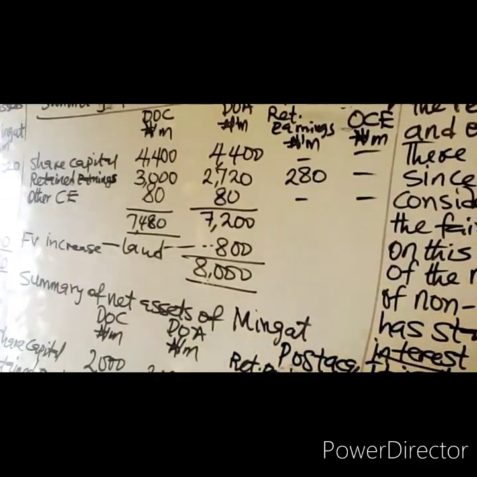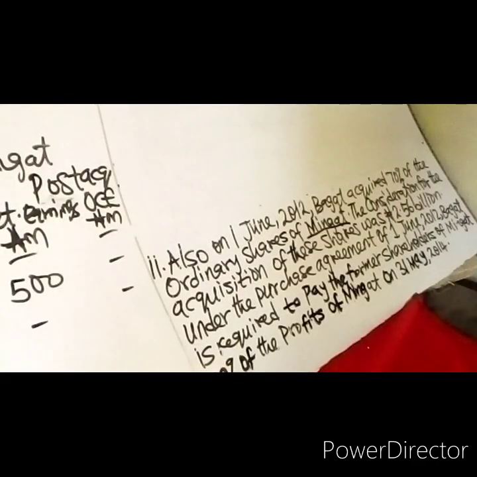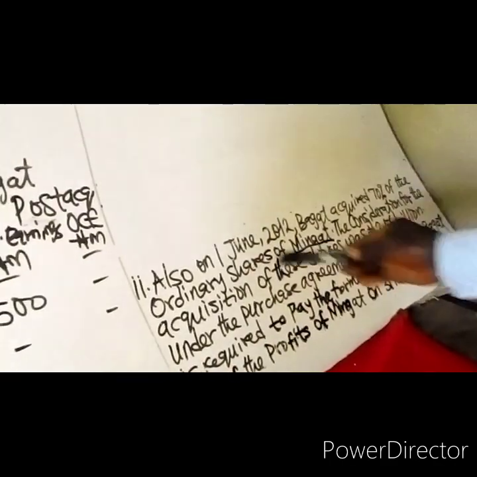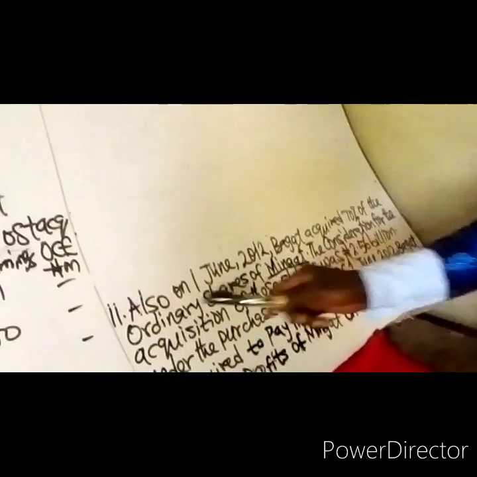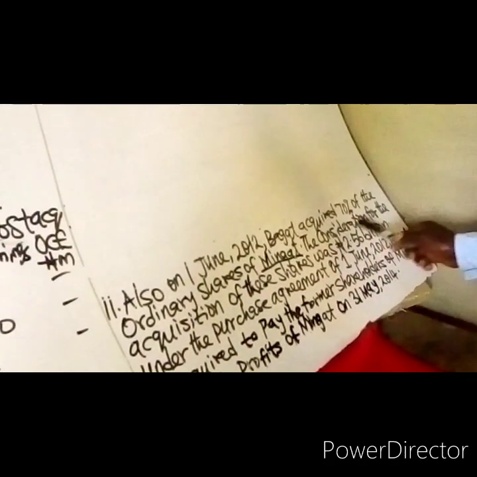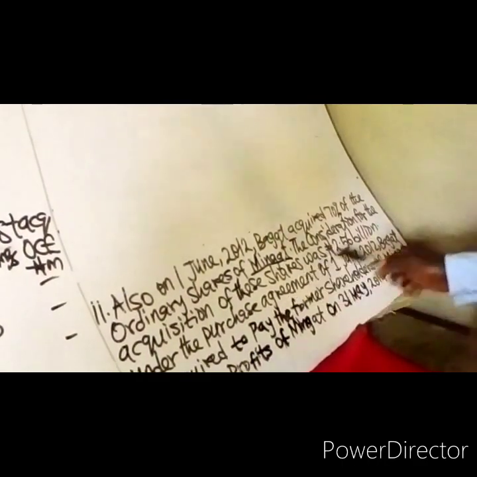The next, we want to determine goodwill on acquisition of Megat. Let's call that working four, acquisition of Megat. Also, on 1st of June 2012, Bagat acquired 70% of the ordinary shares of Megat. The consideration for the acquisition of these shares was 2.56 billion naira.